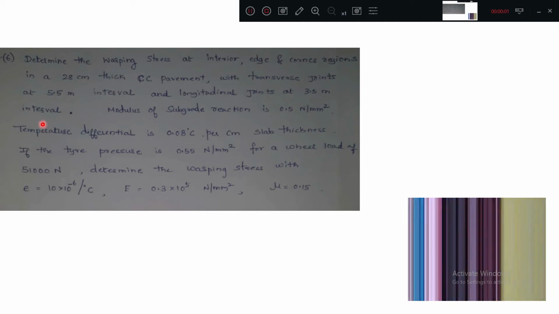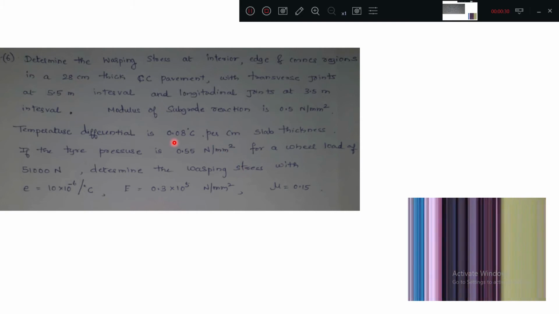Now in this problem, what they have asked is the warping stress at interior, edge, and corner for h equal to 28 centimeter, with the transverse joints of 5.5 and 3.5. This is your Lx, this is your Ly, and subgrade reaction K is 0.5. All the things here, they have given in Newton per mm square. Here they have given mm. Here they have given centimeter.